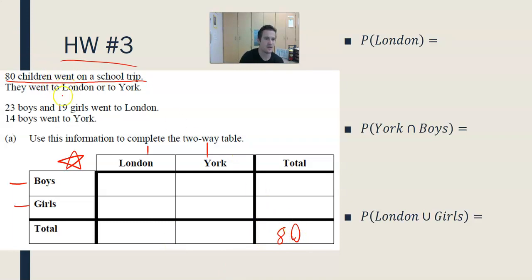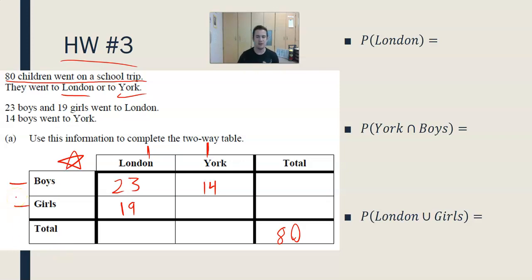They either went to London or they went to York. This must have been over in Great Britain somewhere. So 23 boys and 19 girls went to London. In my London column, there were 23 boys who went to London and 19 girls who went to London. And then it says 14 boys went to York. So 14 boys here went to York.